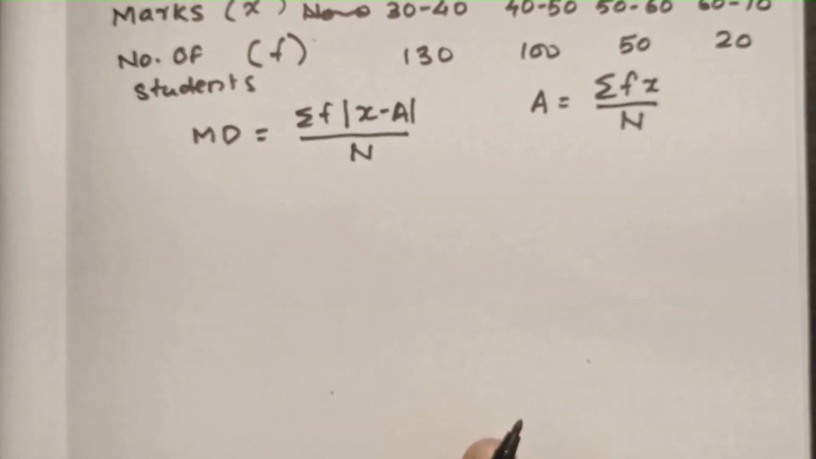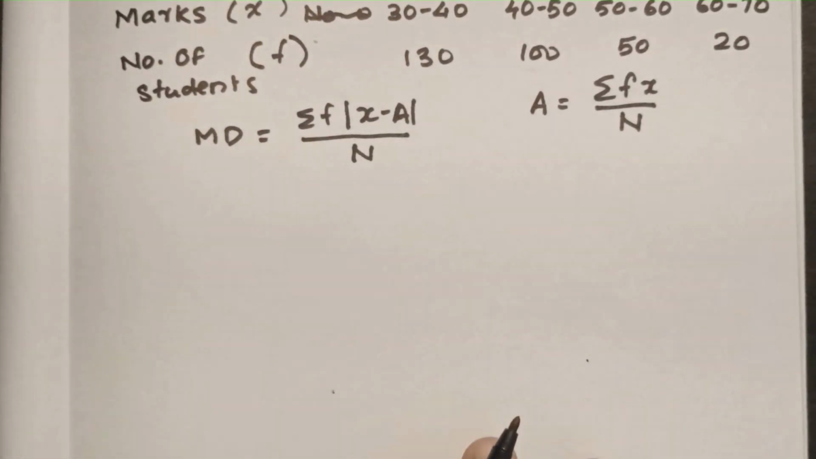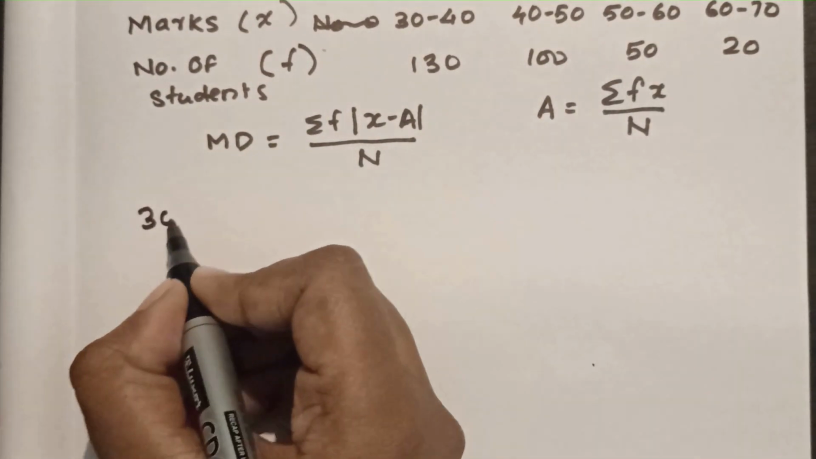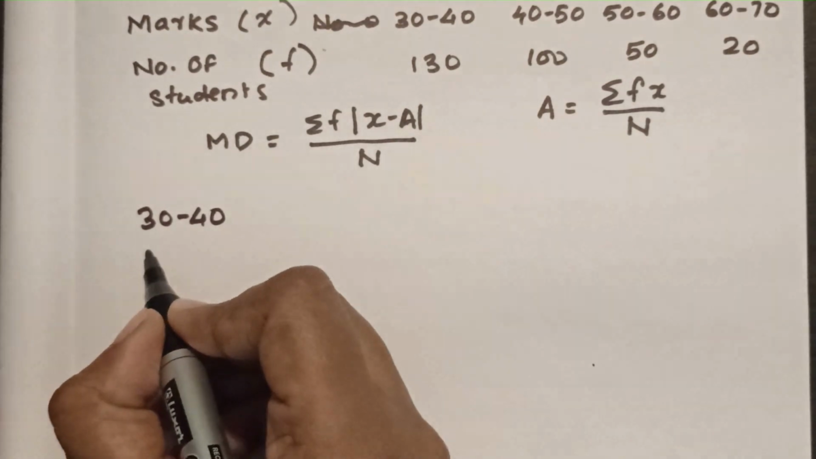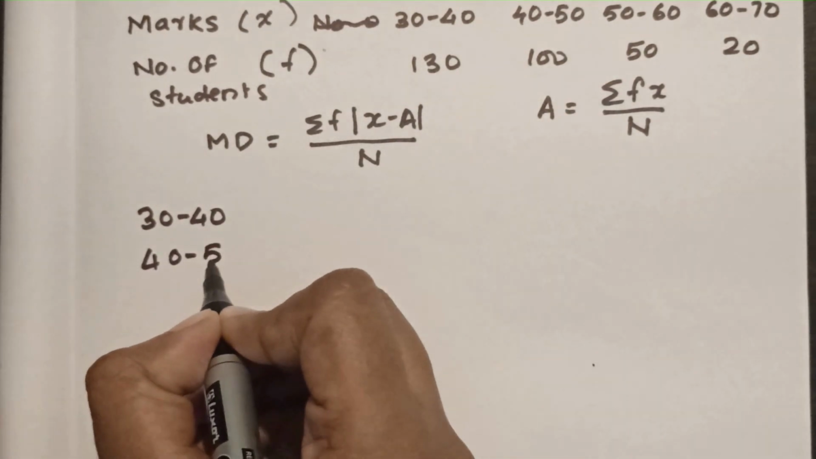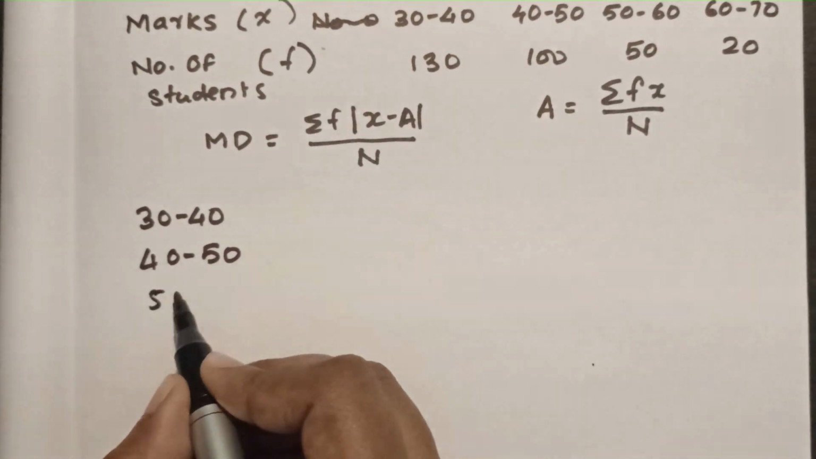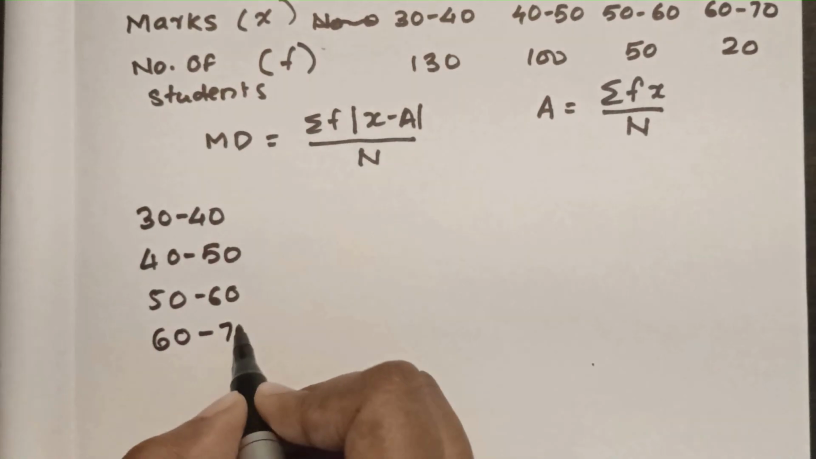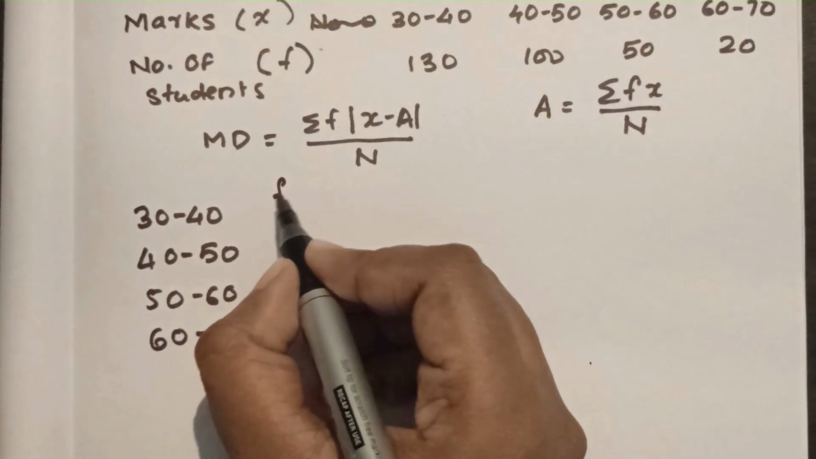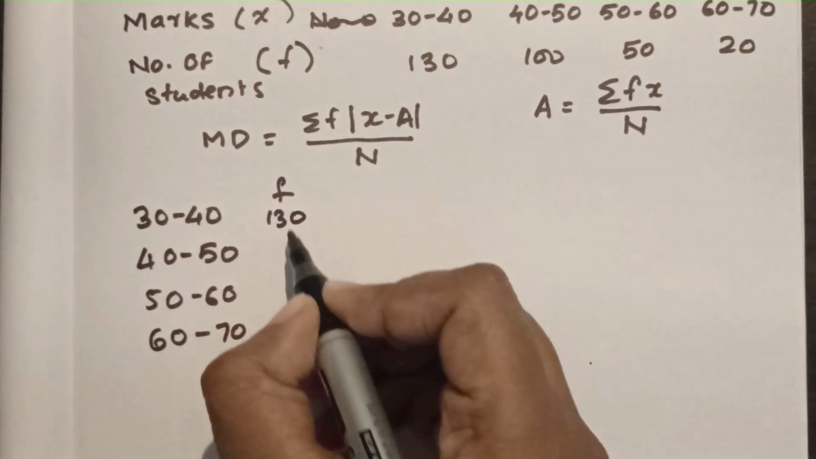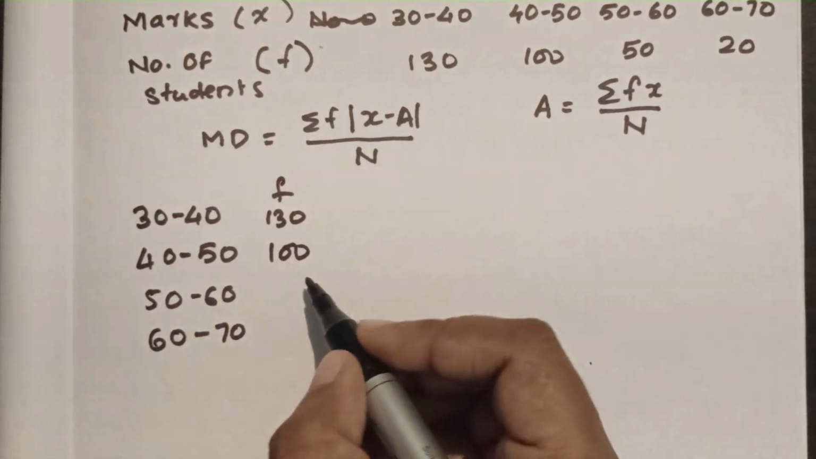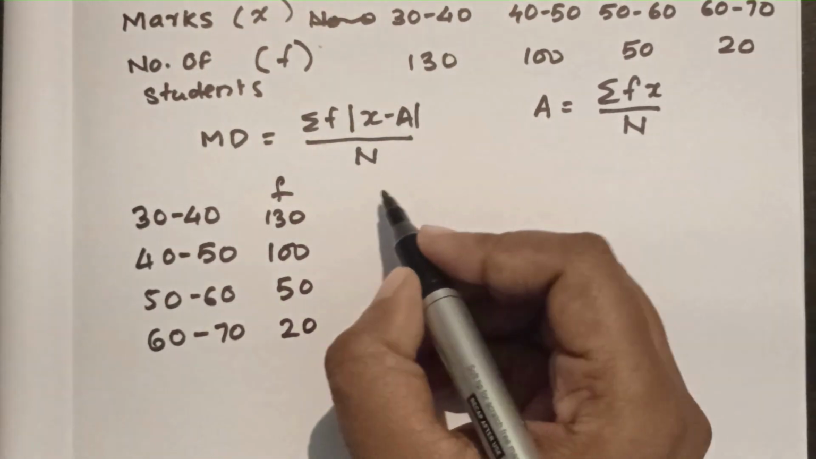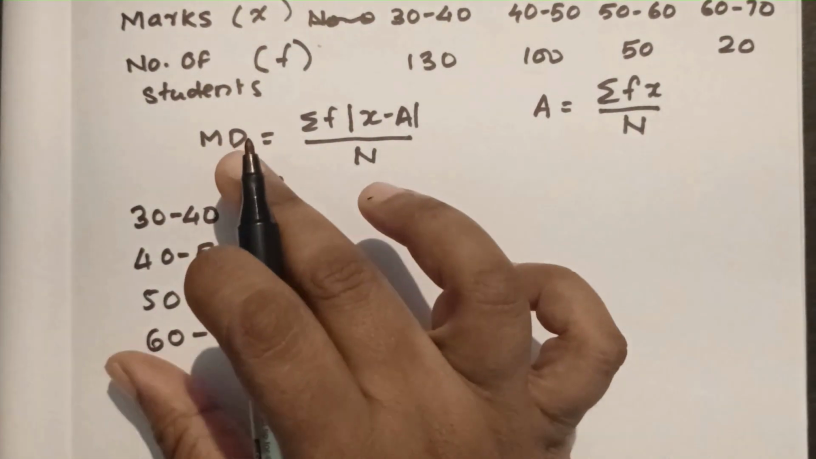I'm just rewriting this question again. What we need to do is write 30 to 40, 40 to 50, then you have 50 to 60 and you have 60 to 70. Then your frequency is given, that is 130, 100, 50 and 20. Now we cannot find it just like that.